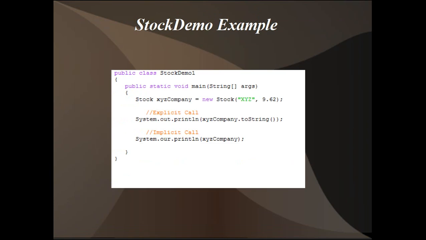This is an example of stock demo 1, in which a new stock object is created named XYZ Company. It is passed the name XYZ and a share price of 9.62. There are two ways to call the toString method. The first way is an explicit call. What that means is when you pass, say, the object and you want to print the toString method, you include the .toString call as a part of the XYZ Company object. An implicit call means that you pass strictly the object name to, say, the println method, and Java will automatically go inside the object, find the toString method, and call it.